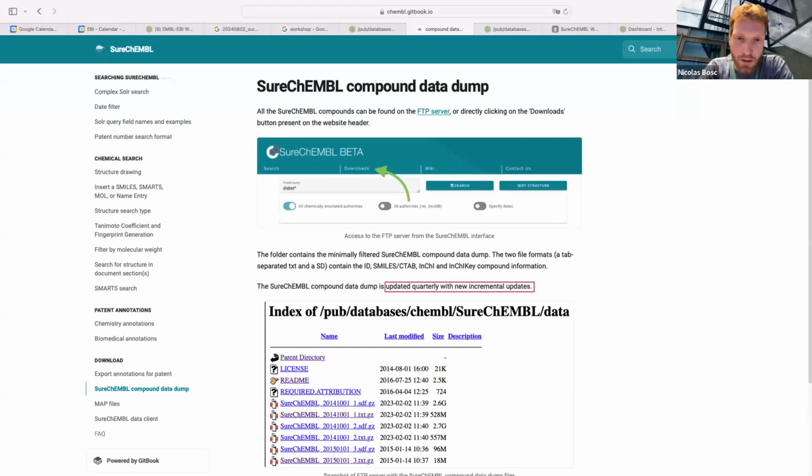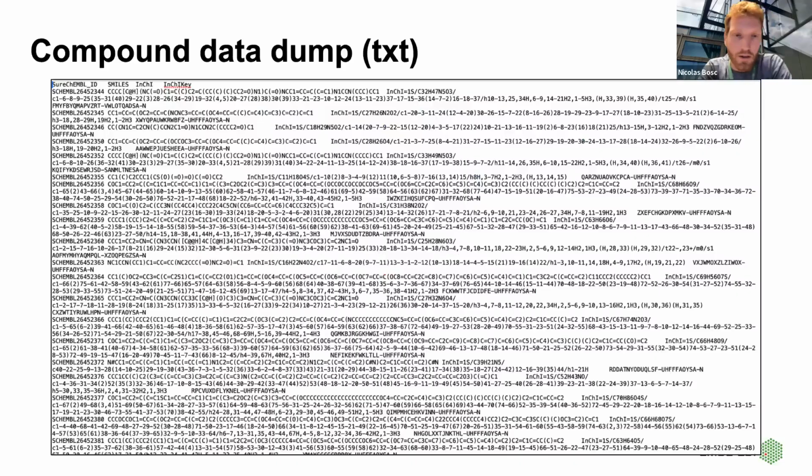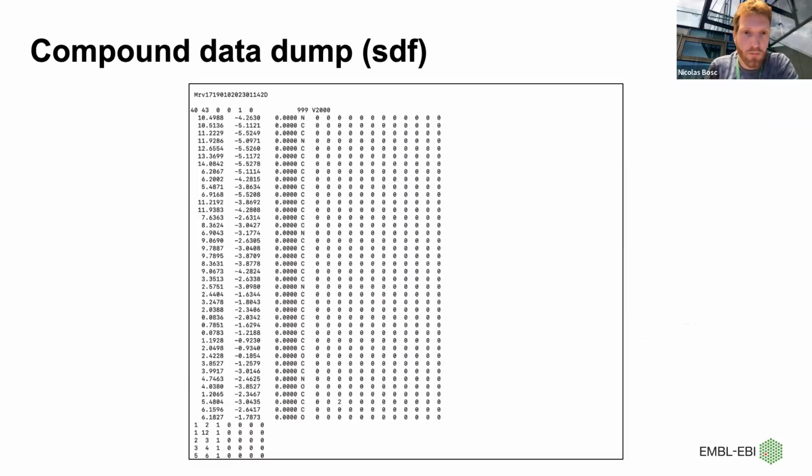The compound data dumps are generated quarterly with new incremental updates, and it gives you either in text format or in SDF format the different compound structures with their SureChEMBL ID. It's similar if you download the SDF file.